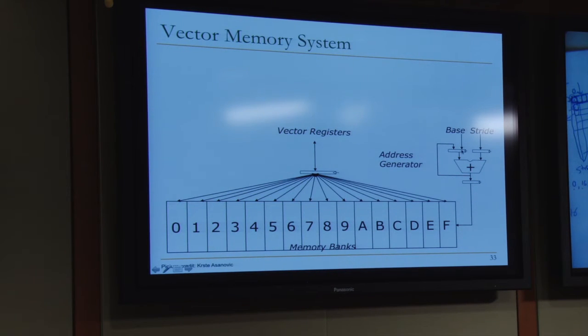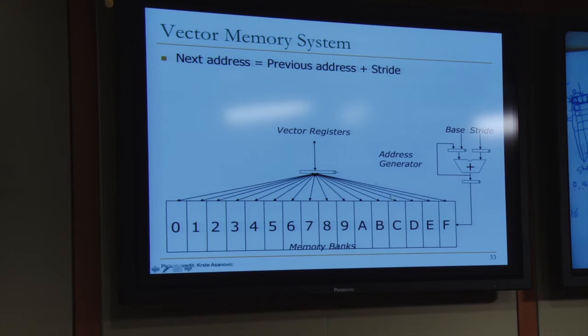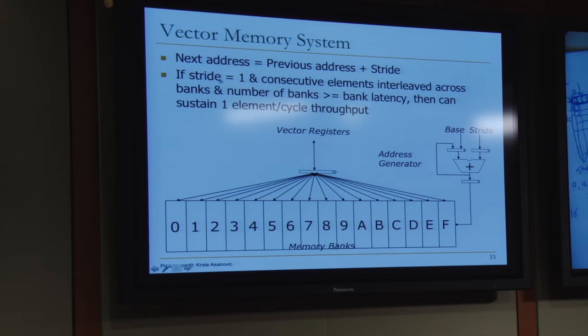And the memory system now automatically starts from the base, loads the base, and then adds the stride to the base and starts the next access in the next cycle, and then changes this register over here, and starts the next access in the next cycle, and so on. The next address is simply computed as the previous address plus the stride, where the initial previous address is the base. If stride is equal to 1, and consecutive elements are interleaved across the banks, you have element 0, element 1, element 2, and so on, and the number of banks is greater than or equal to the bank latency, then you can sustain one element per cycle throughput. All these need to be true.